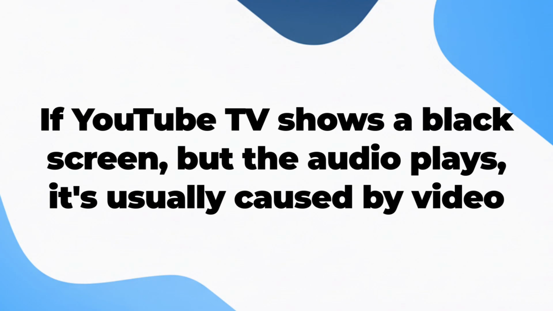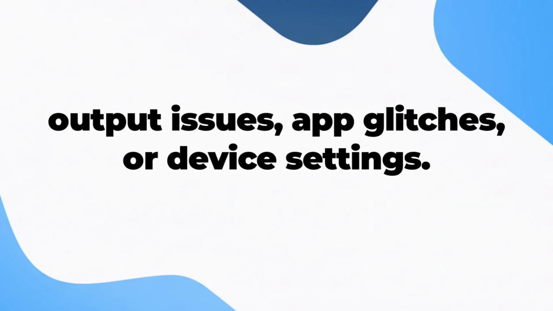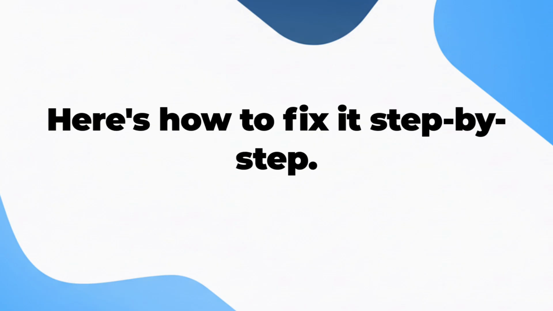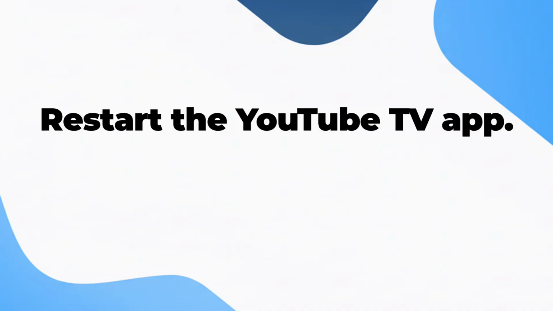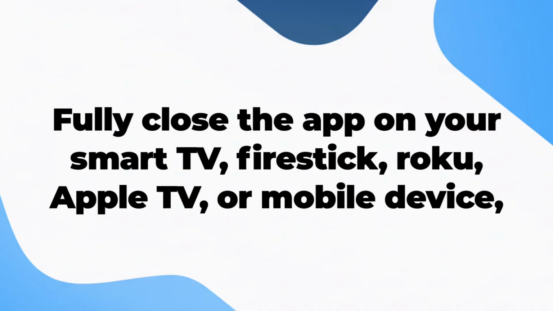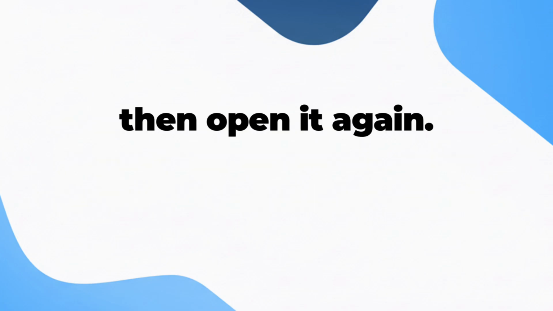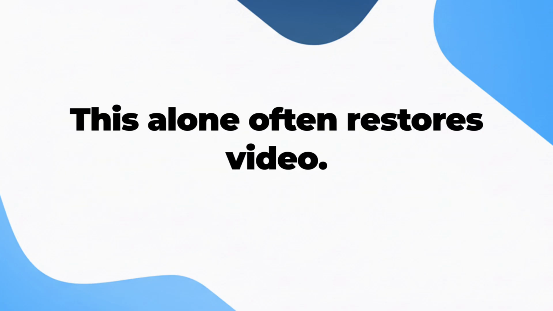If YouTube TV shows a black screen but the audio plays, it's usually caused by video output issues, app glitches, or device settings. Here's how to fix it step by step. Step 1. Restart the YouTube TV app. Fully close the app on your smart TV, Fire Stick, Roku, Apple TV, or mobile device, then open it again. This alone often restores video.